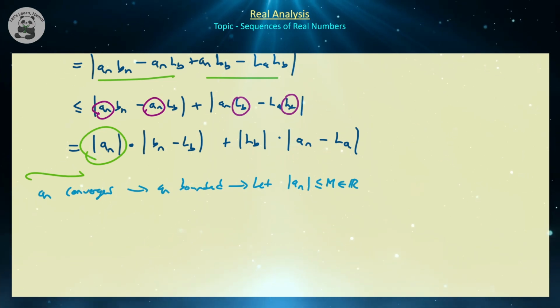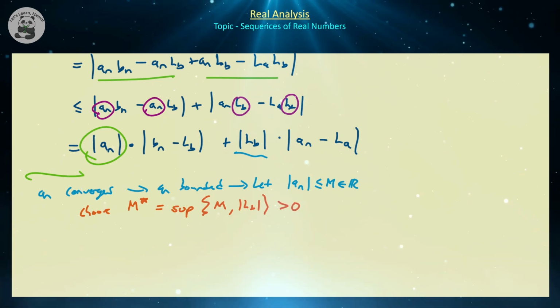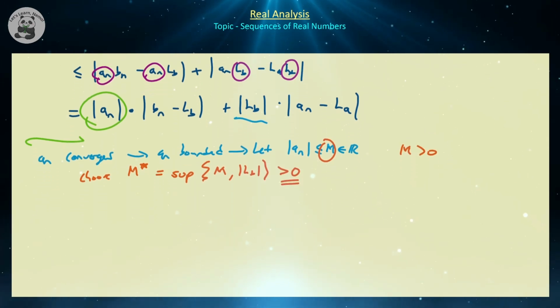Okay? So also keep in mind that LB is also a real number. So what we're going to do is we're going to choose M, let's call it M star, to be equal to the supremum of M and the absolute value of LB, right? Which is obviously going to be strictly bigger than 0, because all bounds M must be greater than 0, and the absolute value is also greater than or equal to 0. So M being strictly greater than 0 is allowing us to say that this is strictly greater than 0.